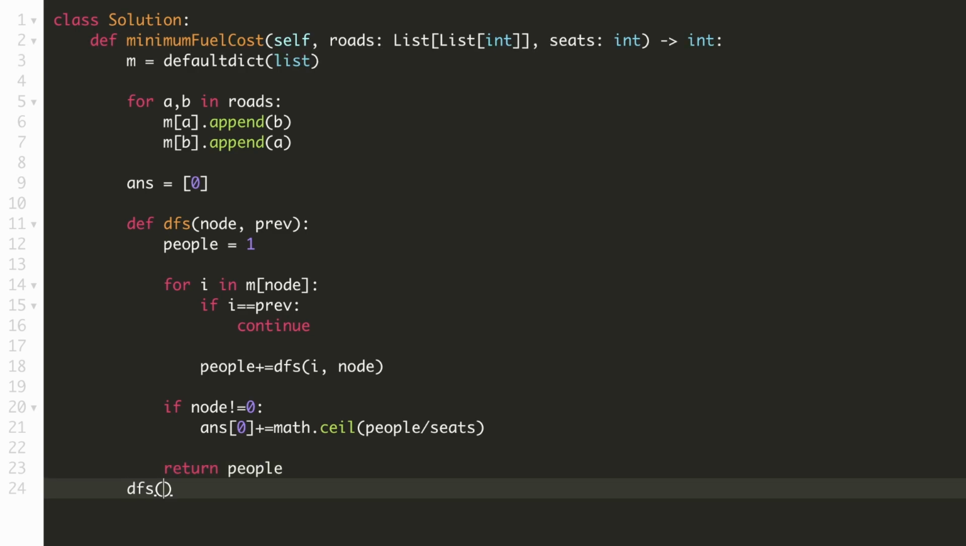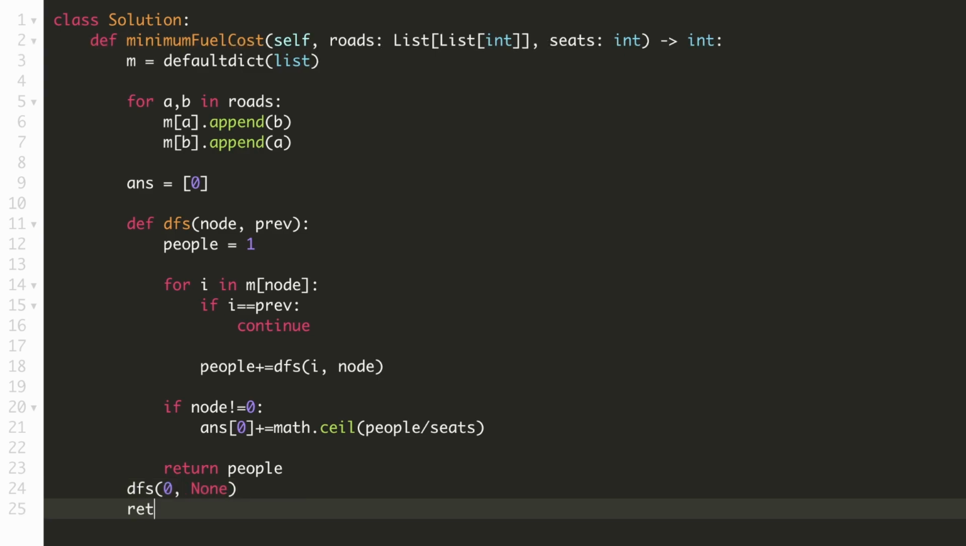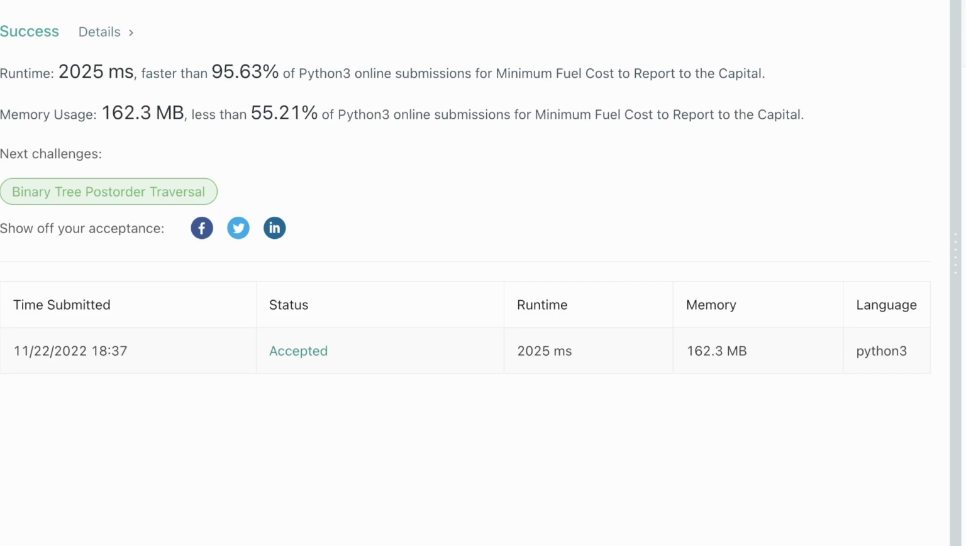We'll call DFS on the 0th node with the previous as none. At the end, we'll return our answer. Let's submit our solution. As you can see, our solution is accepted.